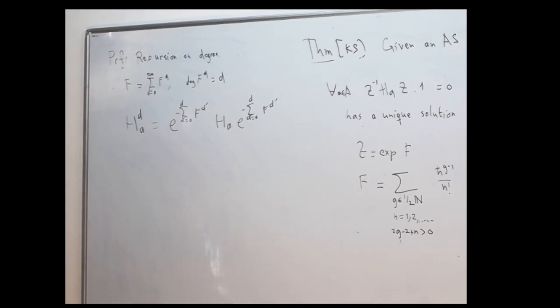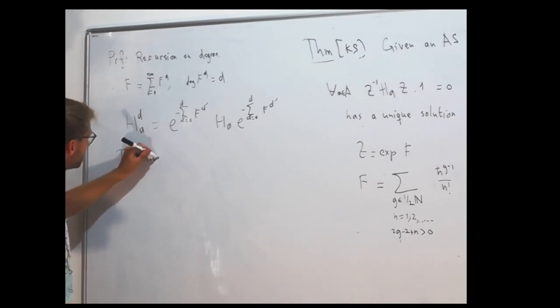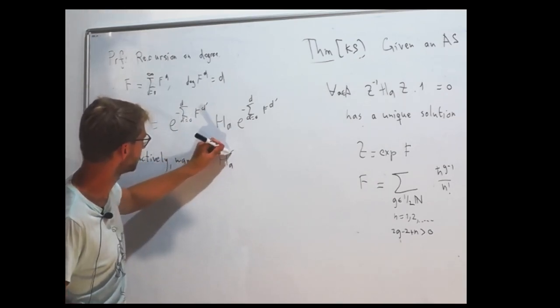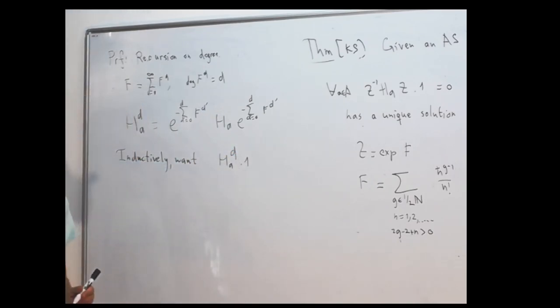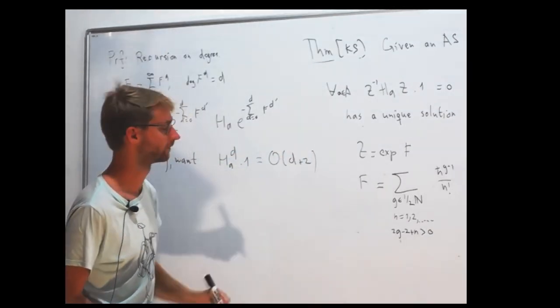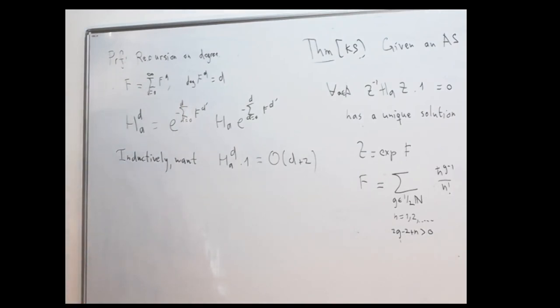Right. Now, what's nice about this, we're going to show inductively. We want that H_A^d acting on 1 is going to be of order d plus 2. Thanks. It's hard to be correct on the board. Right, this is what we're going to do by induction. And then, of course, if d goes to infinity, that tells us that the entire thing will be zero. And that's what we want.